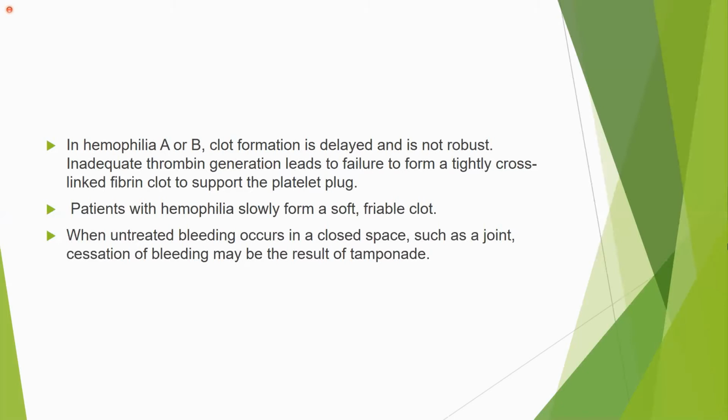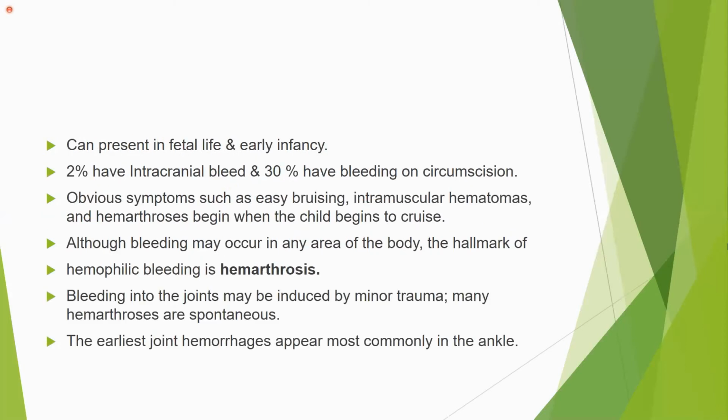When untreated, bleeding occurs in a closed space such as a joint. Cessation of bleeding may be the result of tamponade. It can present in fetal life and early infancy. 2% have intracranial bleed and 30% have bleeding on circumcision. Obvious symptoms such as easy bruising, intramuscular hematomas, and hemarthrosis begin when the child begins to crawl. Although bleeding may occur in any area of the body, the hallmark of hemophilia bleeding is hemarthrosis. Bleeding into the joints may be induced by minor trauma, and many hemarthroses are spontaneous.